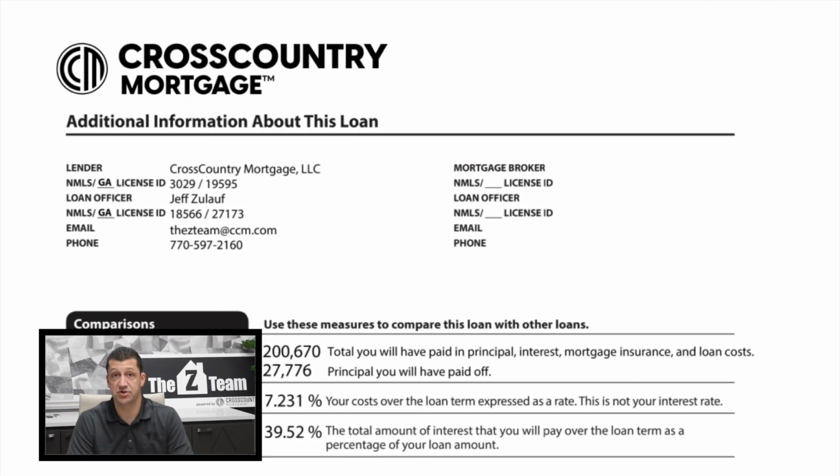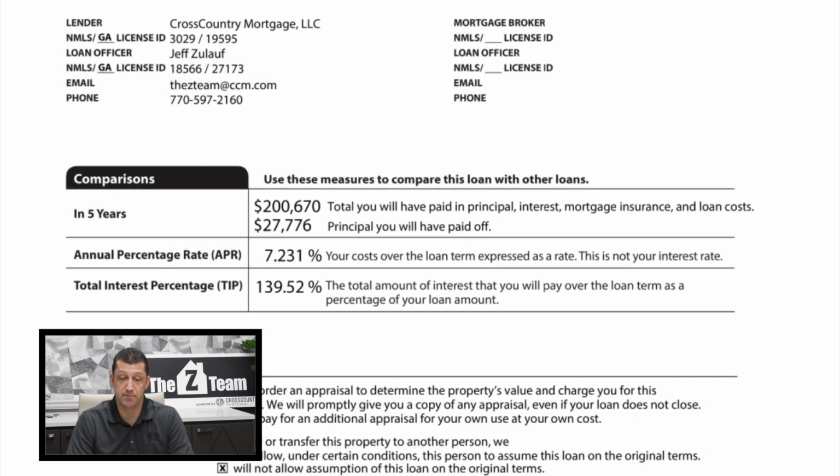So let's cover page 3. This is the last page of the loan estimate. At the very top left-hand corner, you'll see who the lender is. This should be your loan officer. And on the right-hand side, if you're going through a broker, their information will be on the right-hand side. In this case, we'll move down to comparisons, and it talks about in 5 years, the total amount you'll have paid in both principal, interest, mortgage insurance, and loan cost versus the total amount of principal that you've paid off. Yes, it is a very upsetting number.